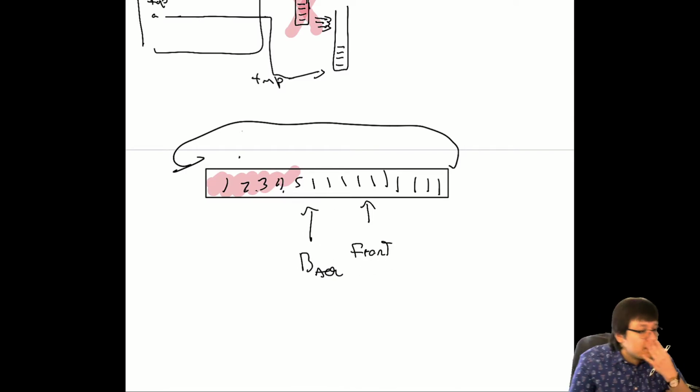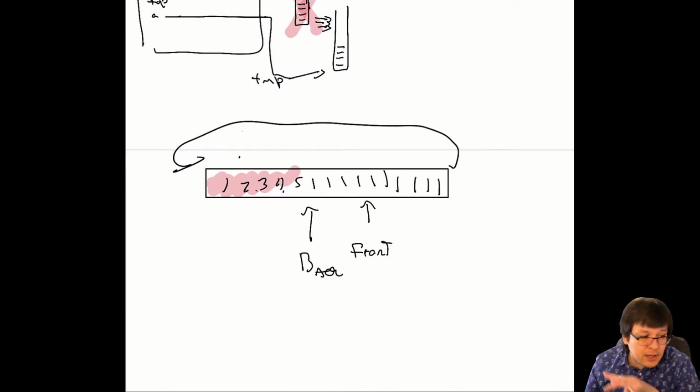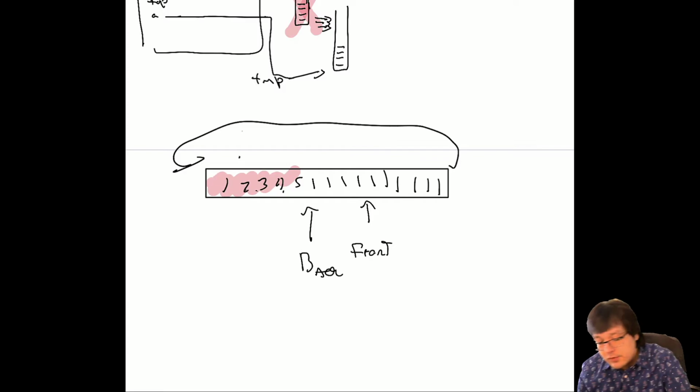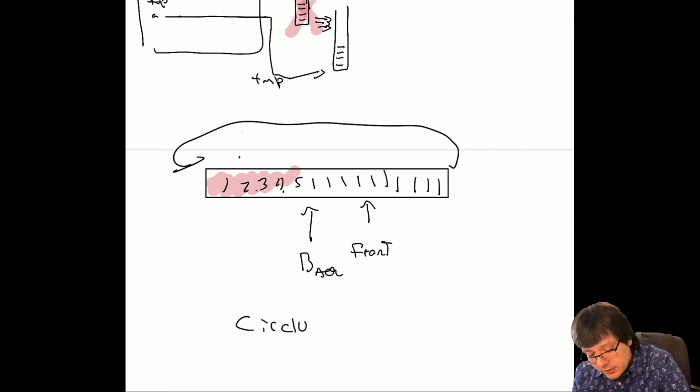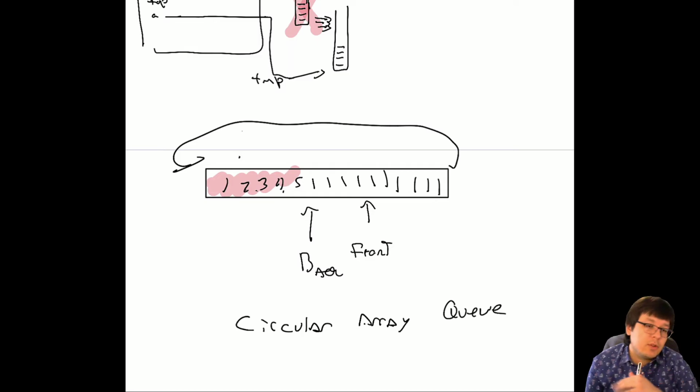Doing this circular stuff seems complicated, but it's not complicated. It's rather trivial actually once you think about it, because all you got to do is use modulus for the size of the array, or just check the size and see if it's greater than the size and subtract the size from it, which is what modulus would do. And then if you do this, this is known as a circular array queue, and that's the best way to implement a queue with an array.